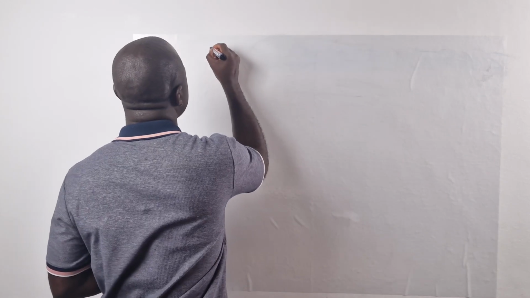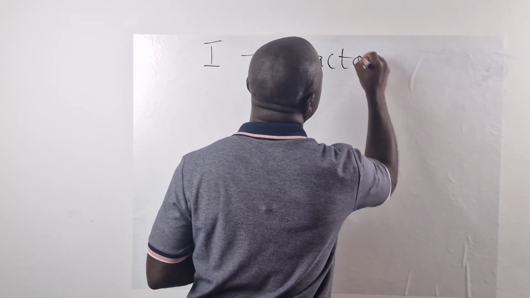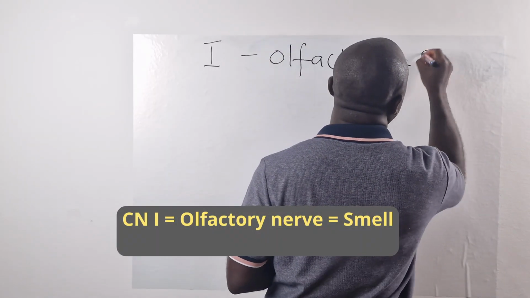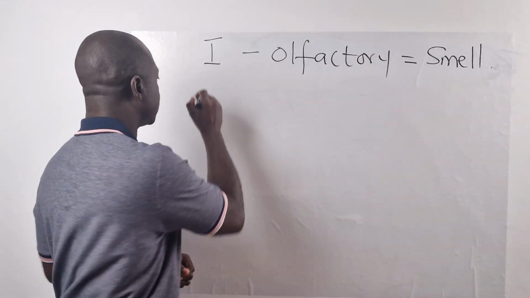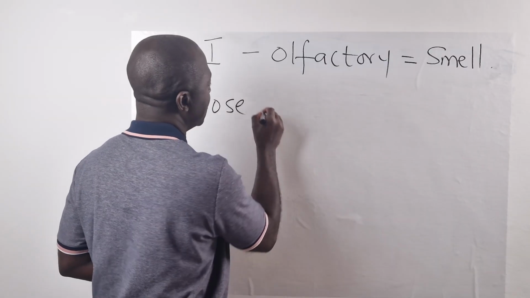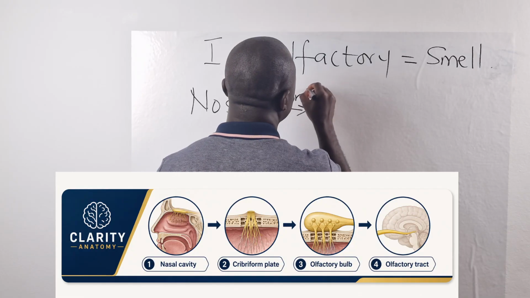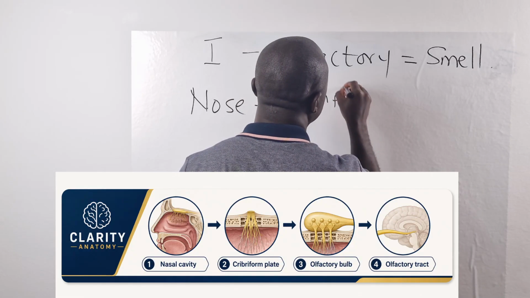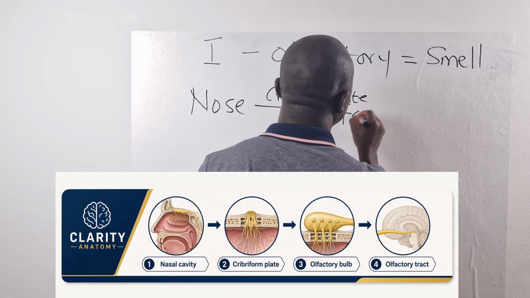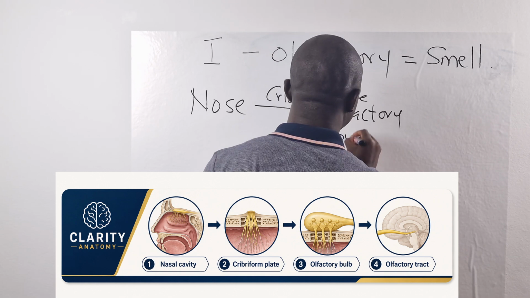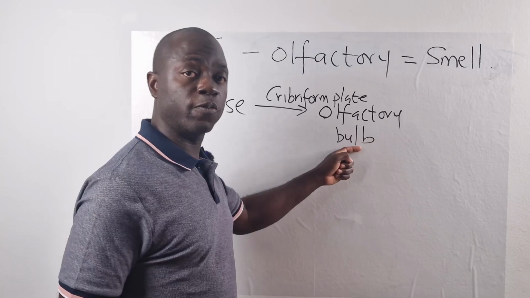We talked about cranial nerve 1, and we said it is the olfactory nerve, and its job is what? Smell. The sensation of smell. So we have the nose, all right, and then the nerves will move through the cribriform plates to form the olfactory bulb. So the nerves from the nasal cavity go through the cribriform plate to form the olfactory bulb.